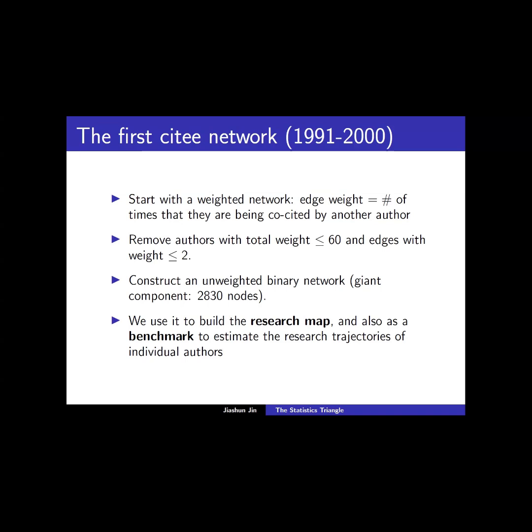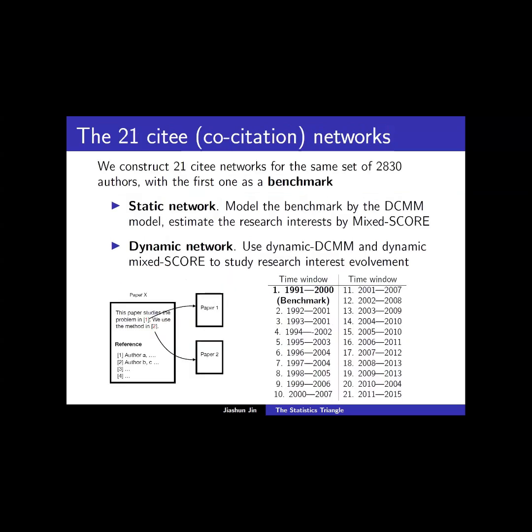So this is the first cited network. We do the same process for all the 21 networks. Eventually, we take the intersection and we only keep 2,830 nodes. So these are the most frequent or most prolific authors in our community among these 26 years from 1990 to 2015. One more thing I have to mention.